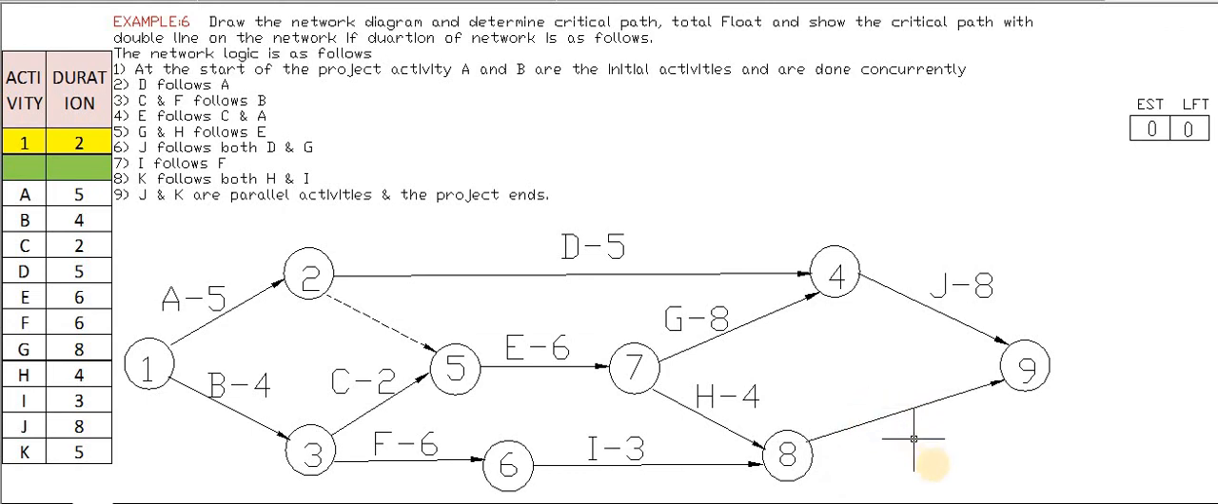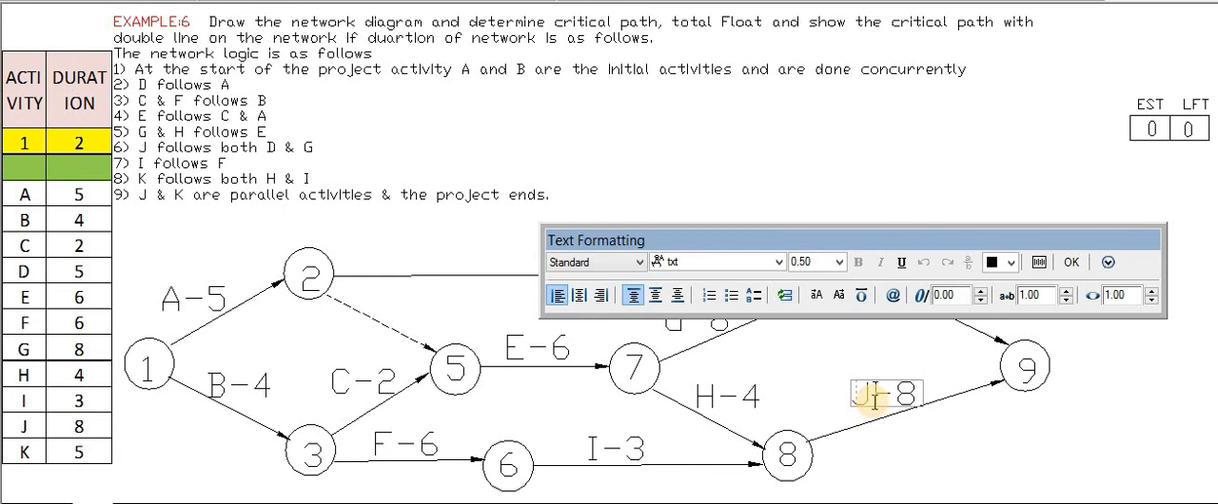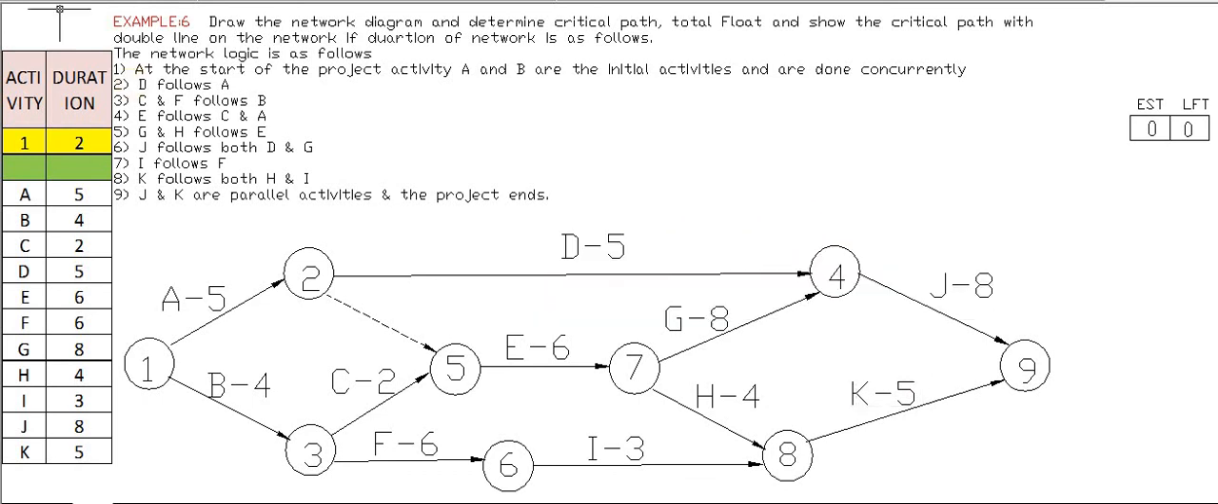Okay, and we will call this K. So we can copy this and we will call this K. What about K? K has a duration of 5, so we will give the name K and give the duration as 5. Okay, so in this way we have completed the network diagram.